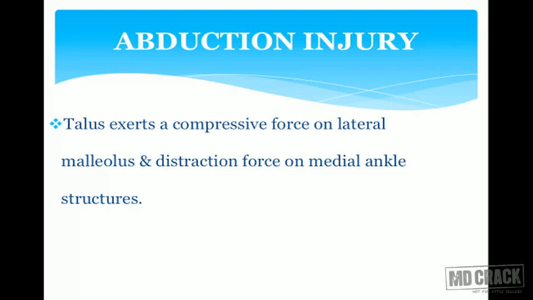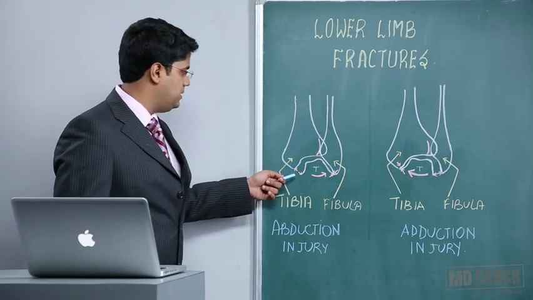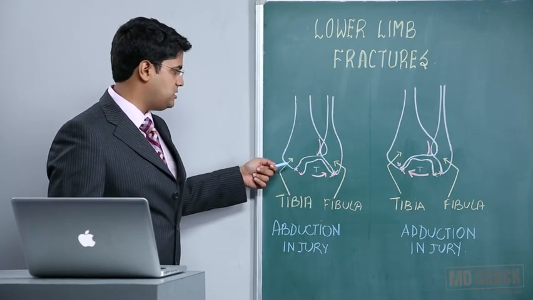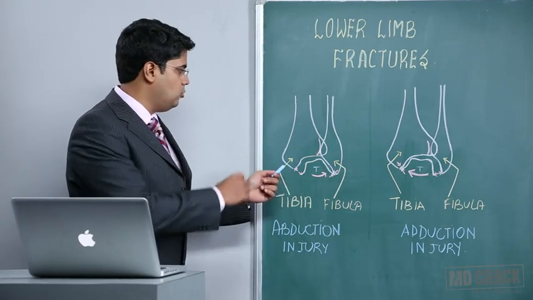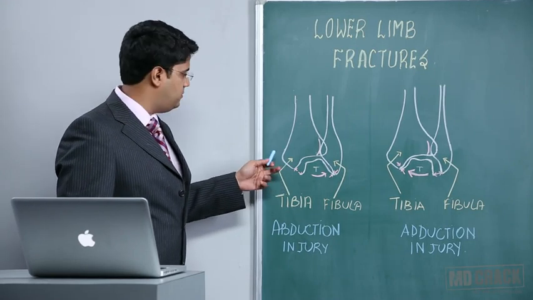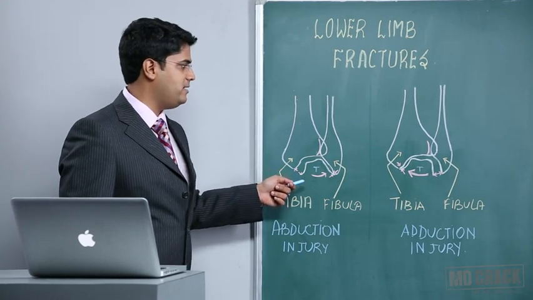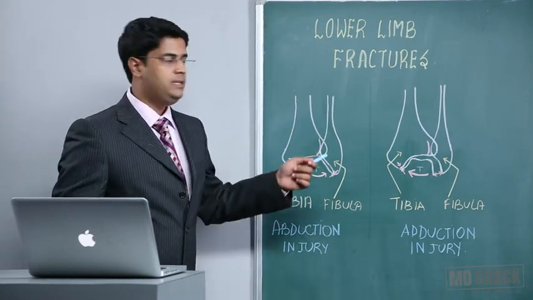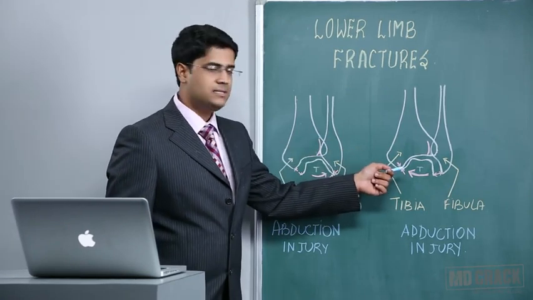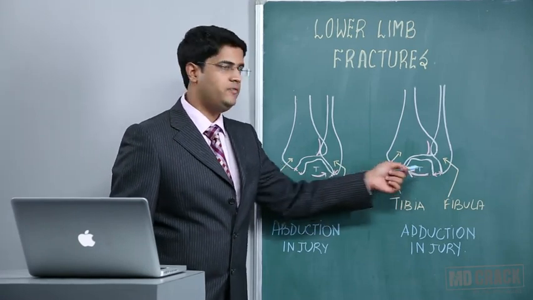Coming to the 2 types of injuries seen in the ankle, they are mainly the abduction injury and the adduction injury. Firstly, there is the abduction injury. This is the tibia, this is the talus and the fibula. In the abduction injury, the talus moves towards the lateral malleolus, and on the medial side there is a distraction force which is seen on the medial side of the ankle. Similarly, in the adduction injury, the talus now moves towards the medial malleolus, and there are distracting forces on the lateral side of the ankle.